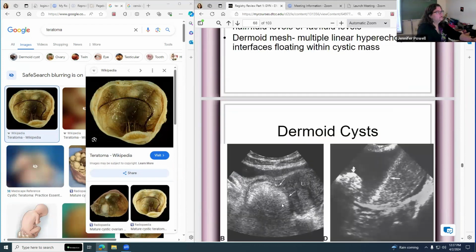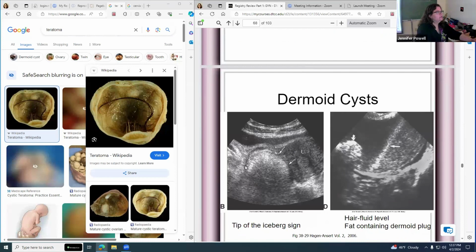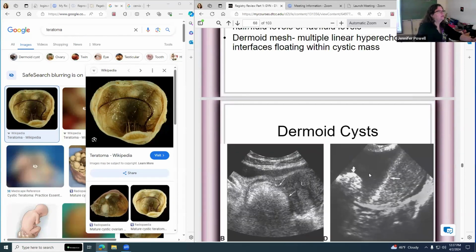on ultrasound. So you can have this calcified appearance. Sometimes it'll be a little cystic, but they refer to this as the tip of the iceberg, where you have this calcified periphery with shadowing. So it looks like the tip of an iceberg. And this one here has hair, fluid, and fat. I guess this is part of it. I'm sorry, I'm not 100% sure what they're showing us here, but at any rate.